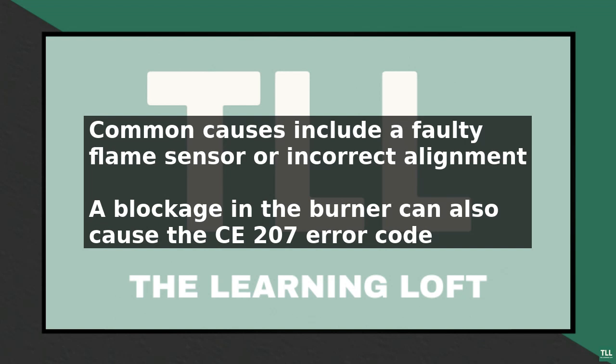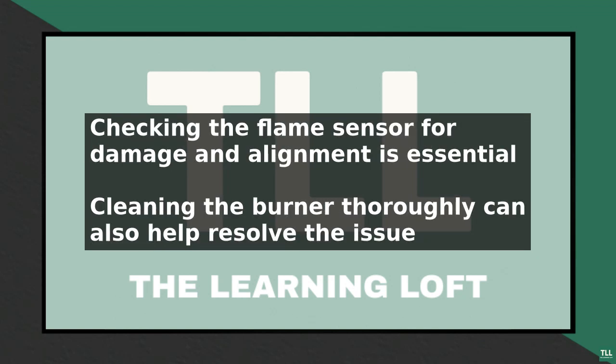Another common cause of the CE 207 error code is a blockage in the burner. Check the burner for any signs of blockage or debris. If a blockage is found, clean the burner thoroughly to ensure it is free from any obstructions.